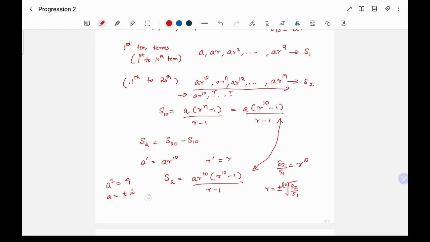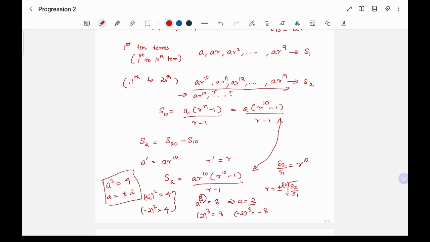Why is it so? (2) squared is also 4, and (-2) squared is also 4. On the other hand, for odd powers, if you say a cubed equals 8, we only have one answer: a is equal to 2, because 2 cubed is 8 and (-2) cubed will give you -8.